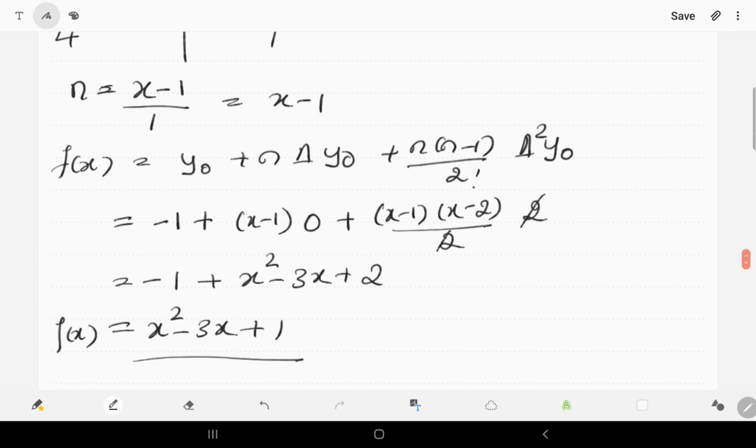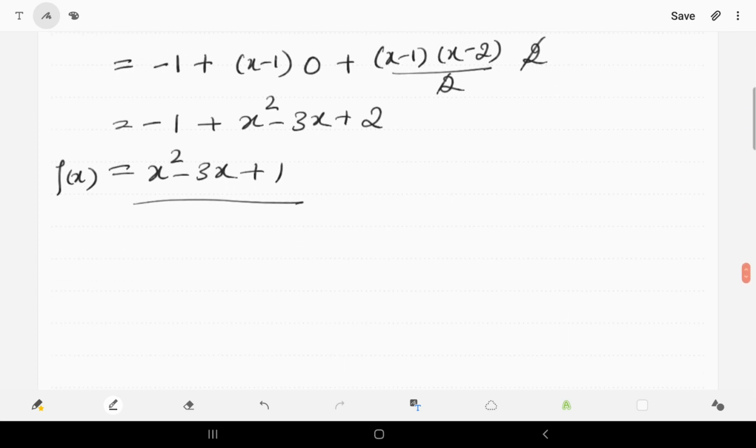So by using the forward difference table, we can find out the polynomial as well as the missing number. Okay, this is known as Newton's Gregory forward interpolation formula. Similarly, we can use Newton's backward interpolation formula in the next class.